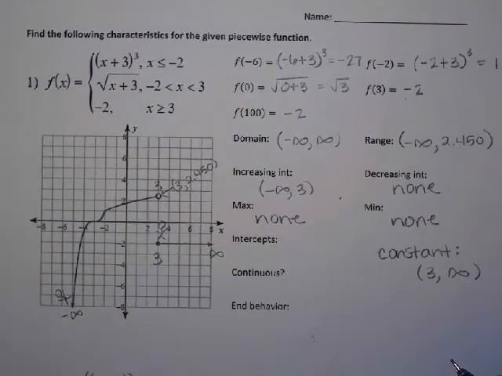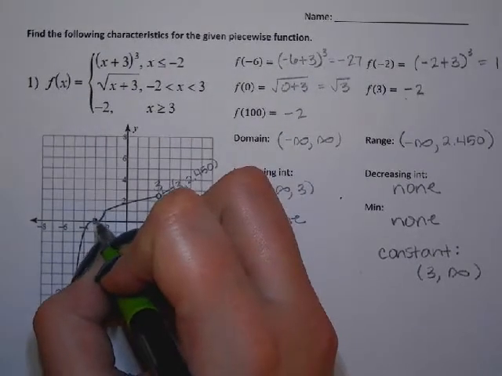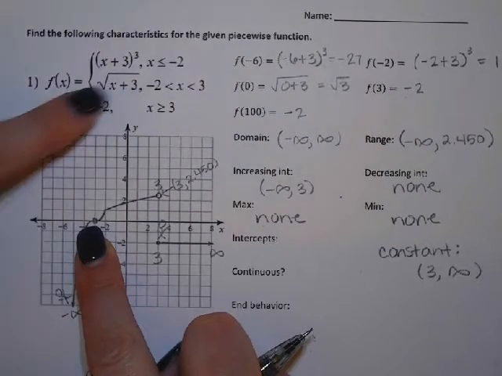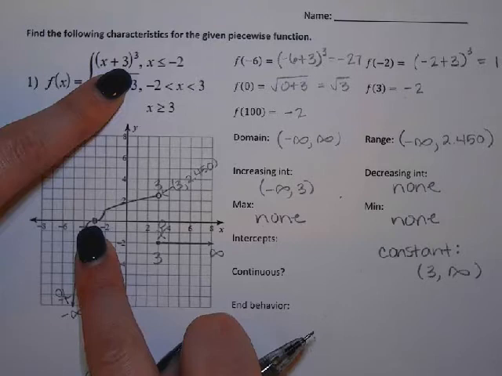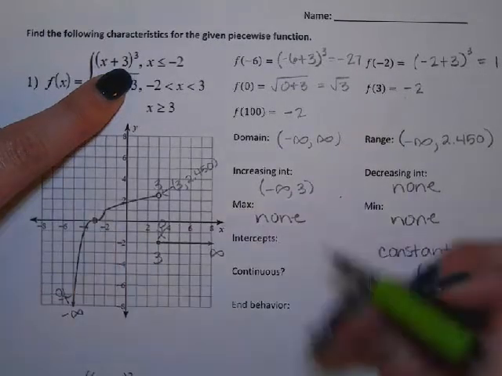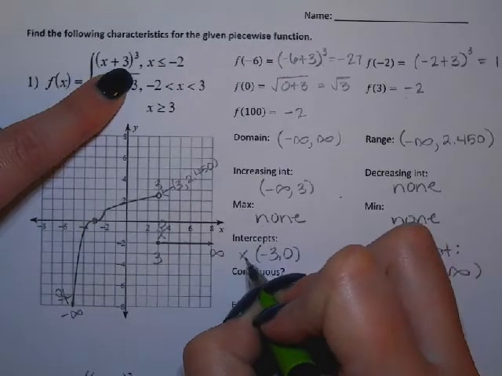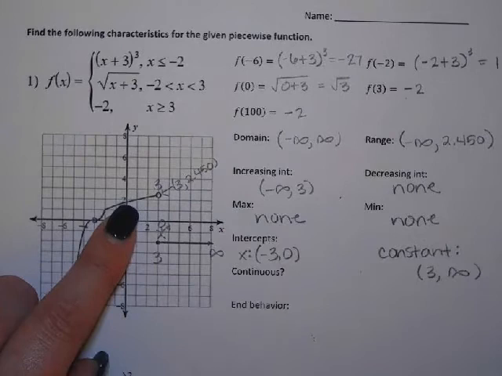Intercepts, we're looking for an x-intercept and a y-intercept. And so I can see the x-intercept is right here. It is the locator point for this cubic piece of the piecewise function. So the x-intercept is negative 3, 0. That's a point, negative 3, 0. I'm going to say that's for the x. And the y-intercept is on that square root graph.